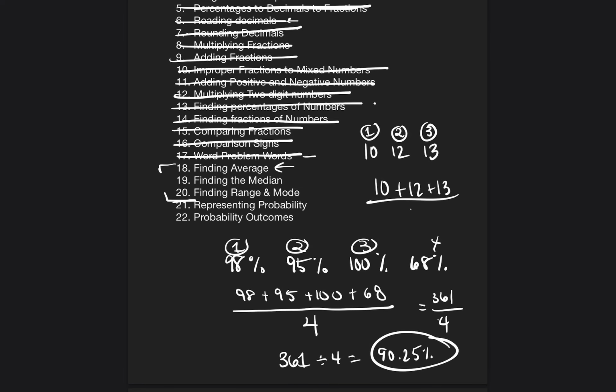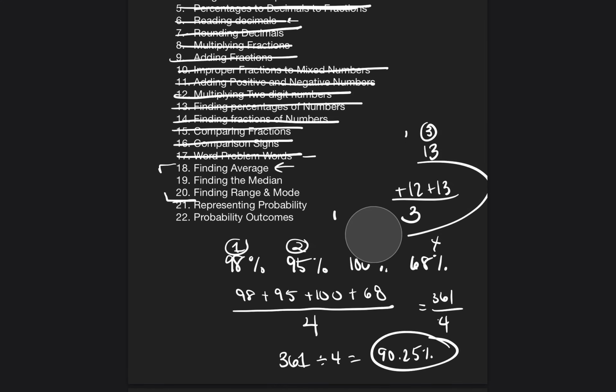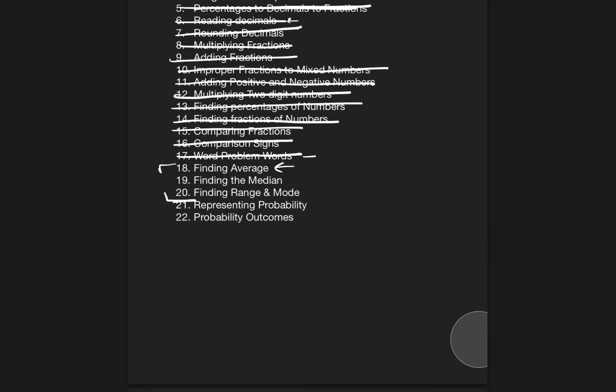That's 1 number, 2 number, 3 number. So you divide it by 3, and then that answer would be your average. Okay, now we're going to talk about how to find the median. So we usually see average, which is also sometimes called the mean. Now we're going to find the median. Median just means middle number.